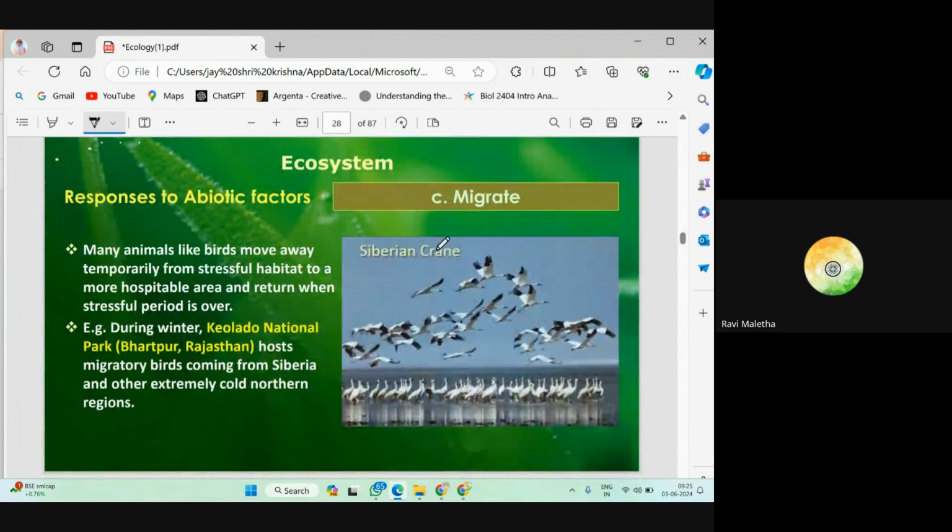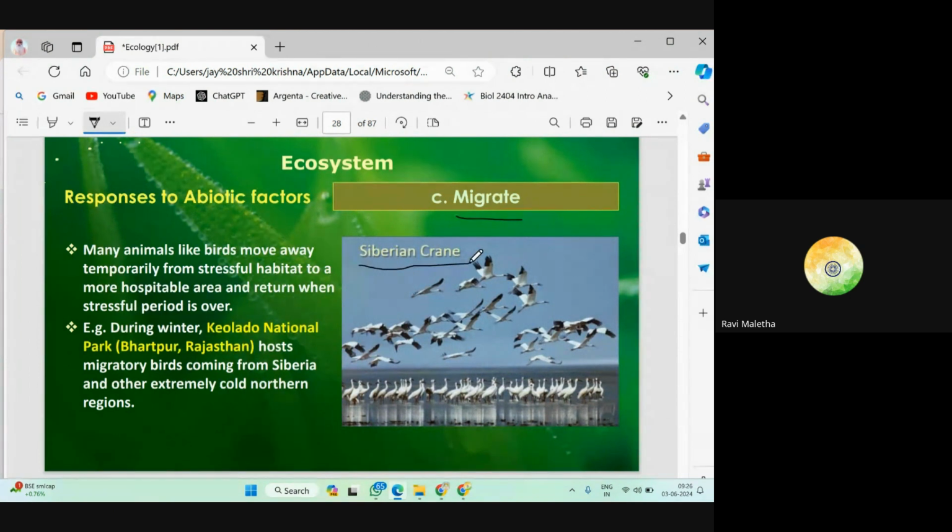Okay, next is migration. As I told you, some people will try to run from the situation. Similarly, when an unfavorable condition is there, some animals or birds try to escape from that situation and try to find a favorable condition. The best example is the Siberian crane.